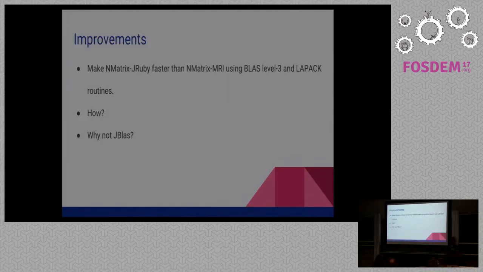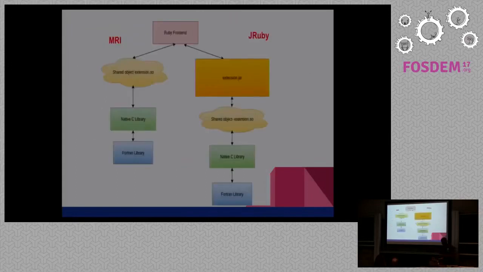The solution is that we also implement the backend of NMatrix JRuby with Fortran, and this time it will rely on Java Native Interface. There was an option to use another library called JBLAS, which is a JNI for BLAS and LAPACK libraries. But when I tried to use it, it had a lot of bugs and it wasn't efficient enough. So this would be the final architecture of NMatrix JRuby.